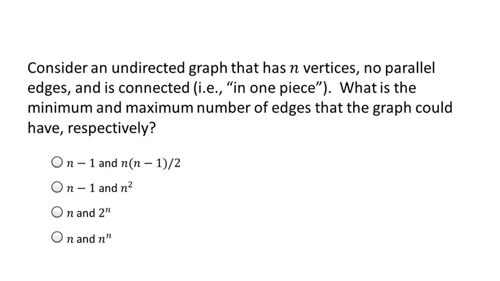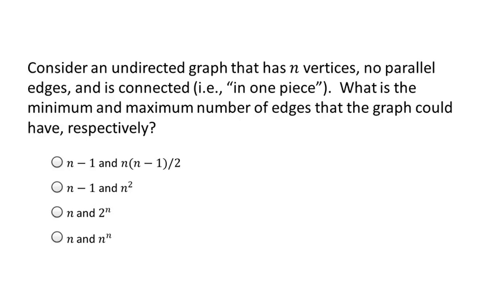Now, I haven't defined formally what it means for a graph to be connected yet, but I hope you get the idea. It means it's in one piece. You can't break it into two parts that have no edges crossing between them. So for such a graph, no parallel edges, in one piece, n vertices, think about what is the minimum number of edges it could possibly have, and what is the maximum number of edges as a function of n that it could possibly have.